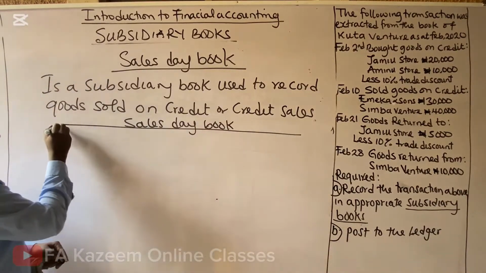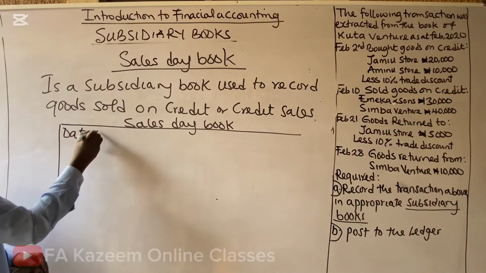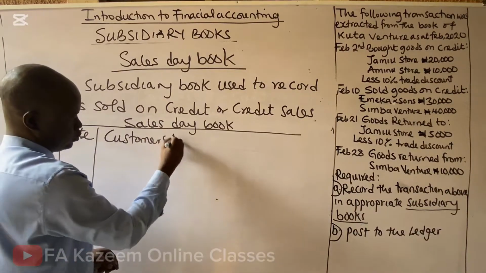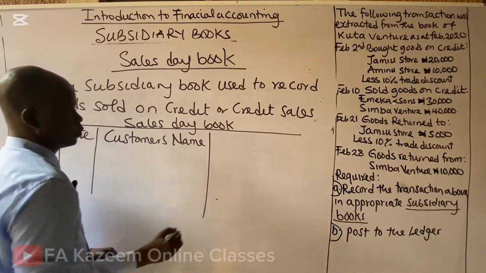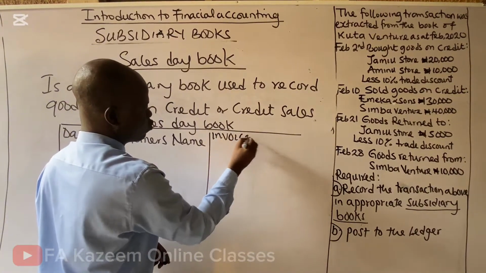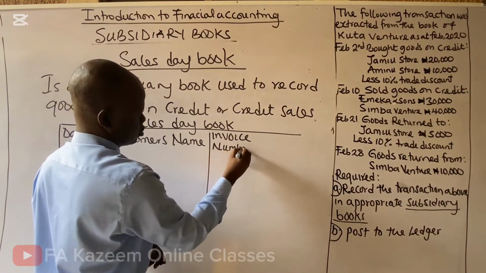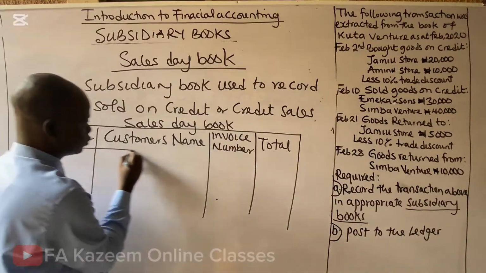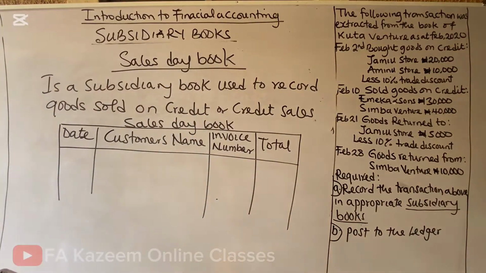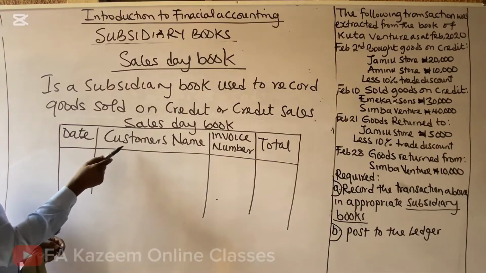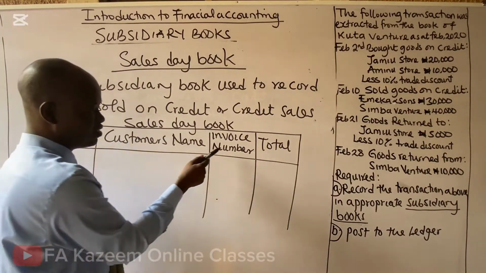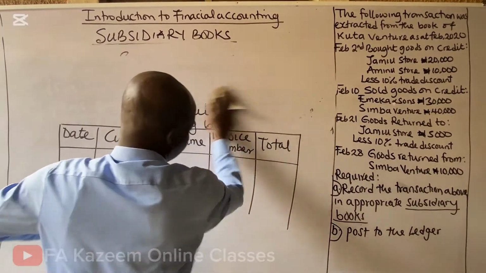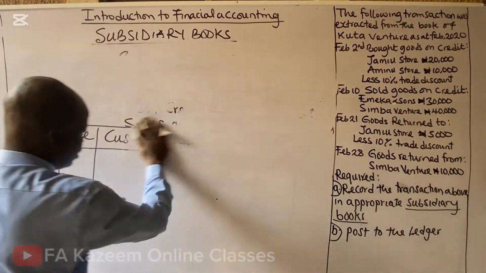The format of the sales day book: we have date, customer's name, invoice number of the source document, and we also have a total. This is the format of a sales day book. It has date, it has the customer's name that you sold to on credit, it has invoice number, and it has a total. Let's look at the third special journal.